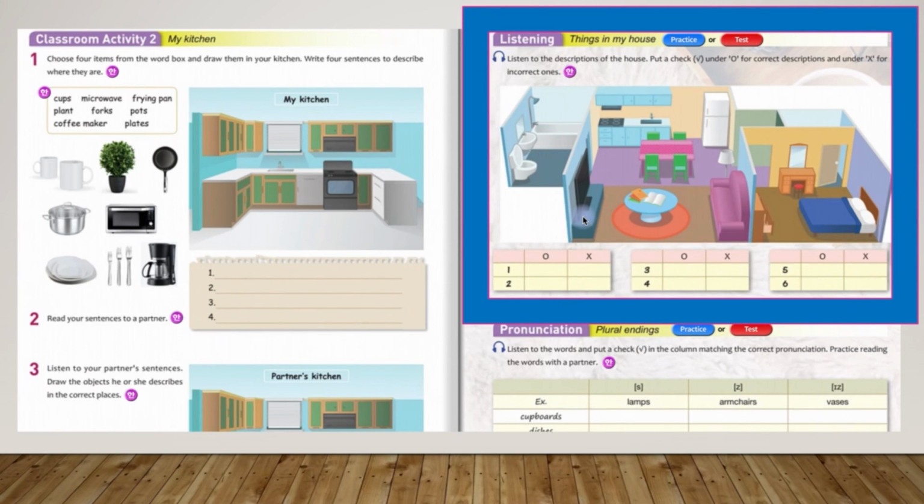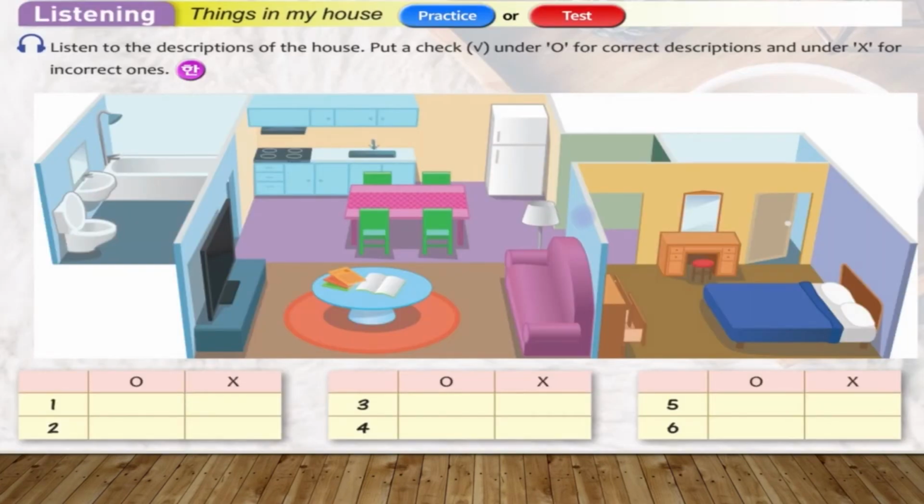And listening. Yeah, we might as well do the listening. All right. So listen to the descriptions of the house. Put a check or an O for correct description, X for the incorrect descriptions. So I'm going to read you the dialogue. And then you have to say where they are. All right, so I'll read 1, 3, and 5, and Yonghee will read 2, 4, and 6. All right, so hopefully you're ready. Let's just click down. There we go.